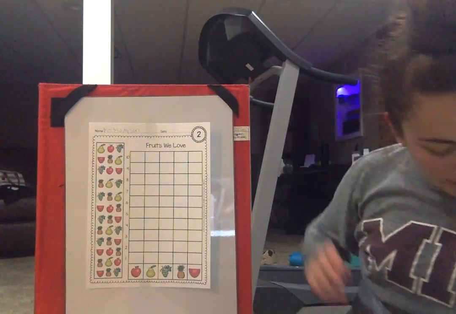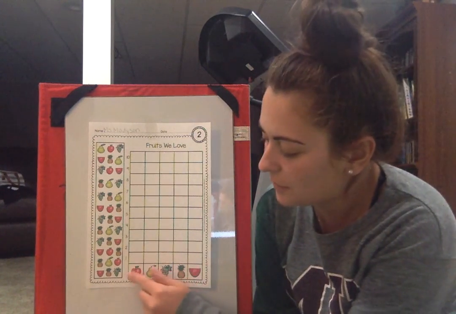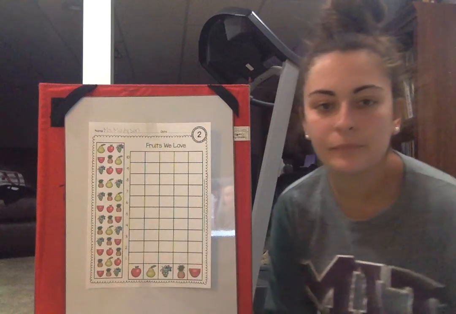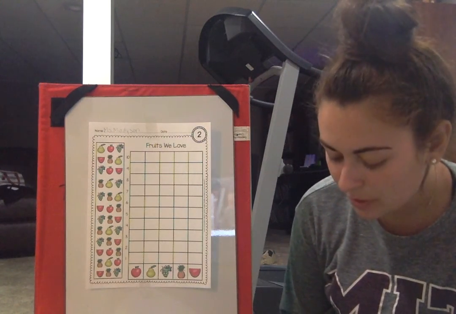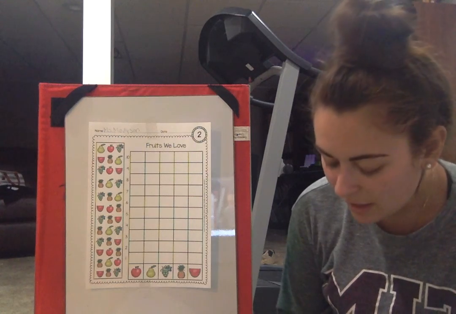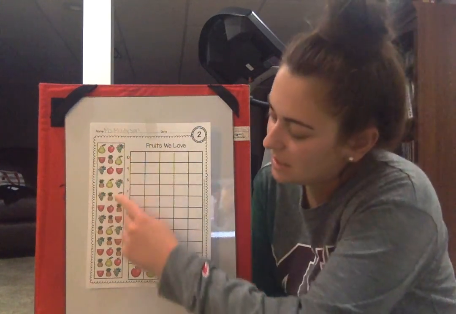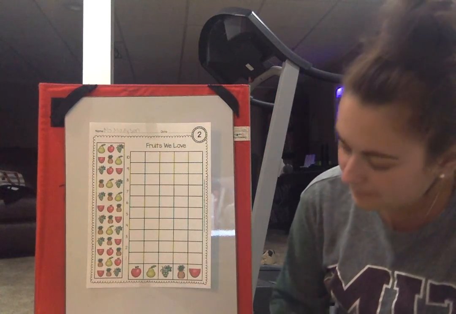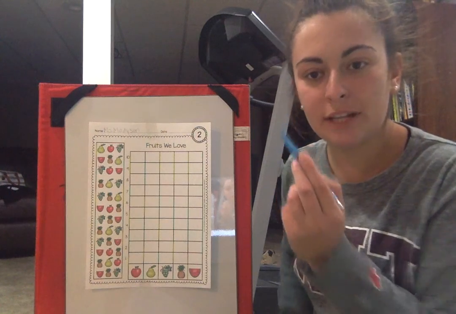Okay, then we're going to look at our first fruit on the bottom. What is this first fruit? Good, that's an apple. So we are going to graph the apple. So first we need to count how many apples we see on the side. So let's count the apples, and we're going to use a blue crayon to do that.